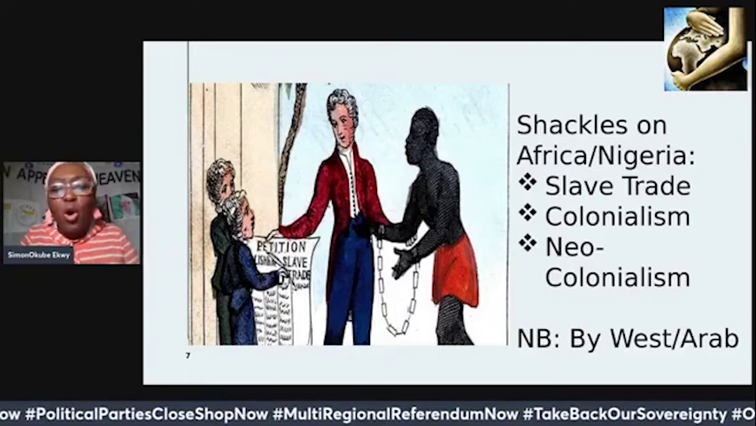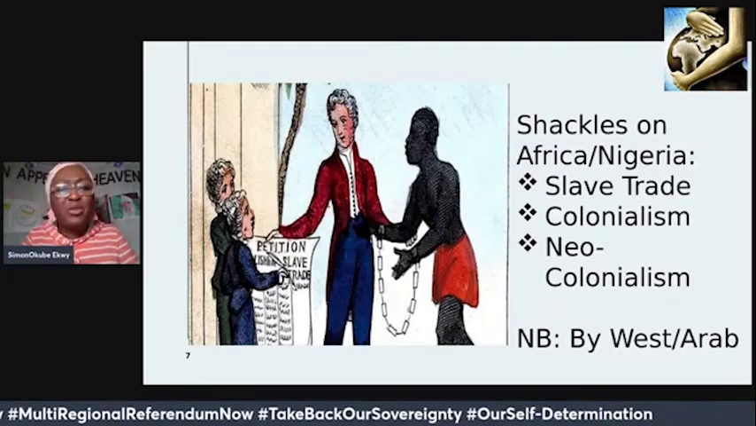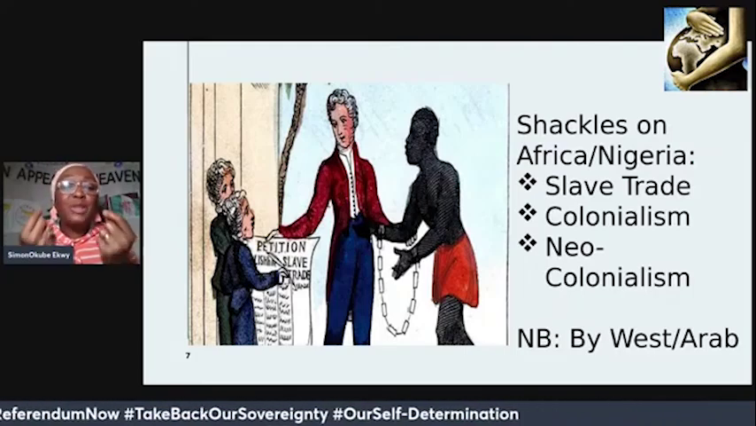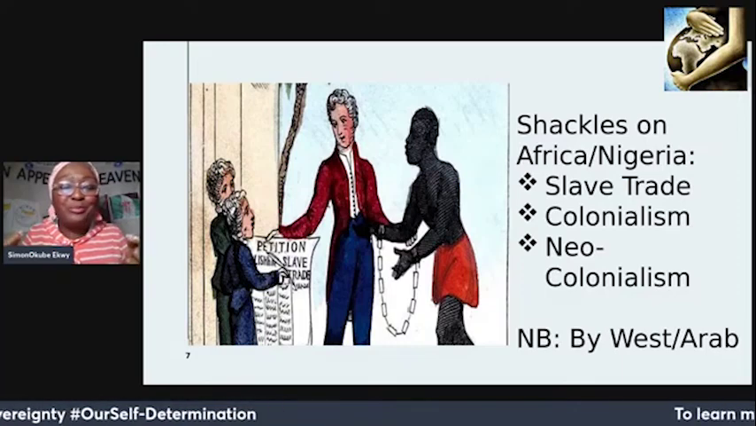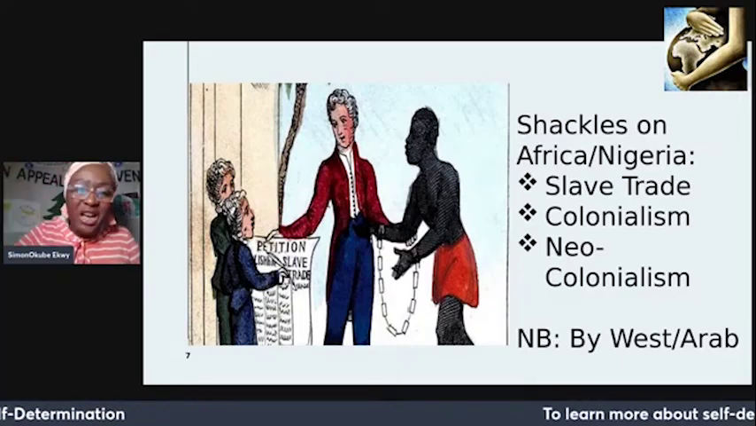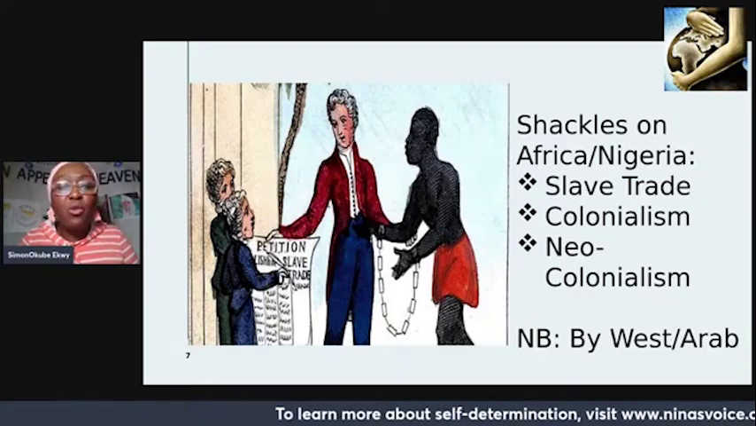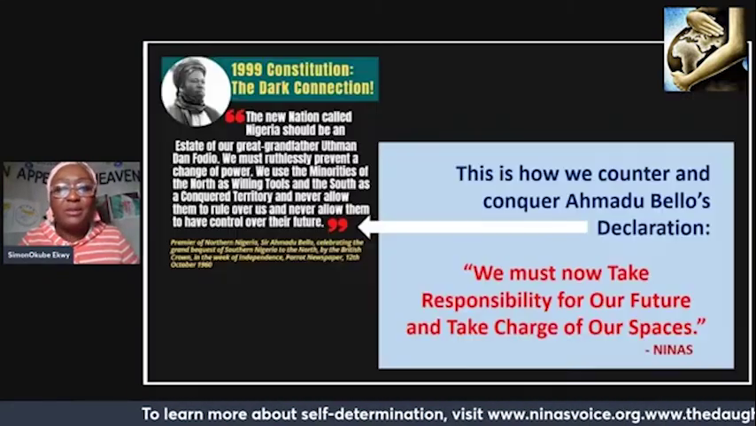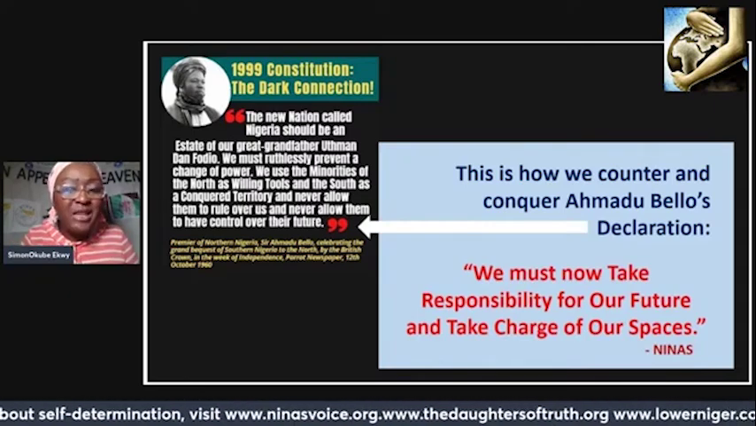What is common to all these structures that we're talking about, all these constitutional arrangements? What is common? Colonialism, neo-colonialism. That is what is common. That you are not going to be in charge of your life and your destiny. That's what the whole structure is all about. They will tie your hands and you will not be in charge of your destiny.